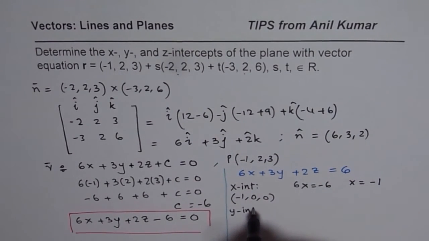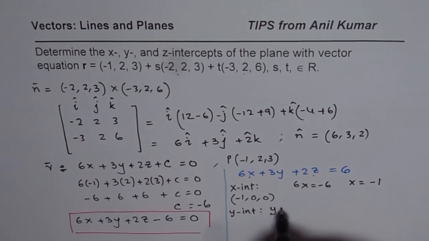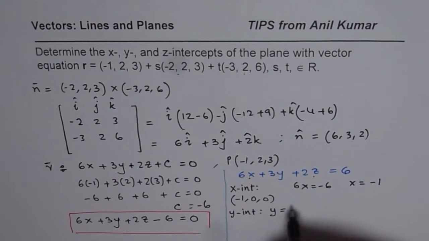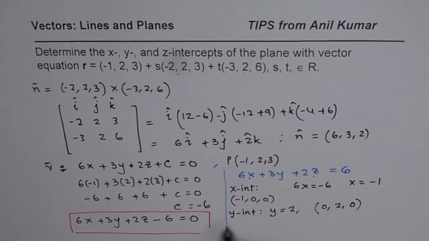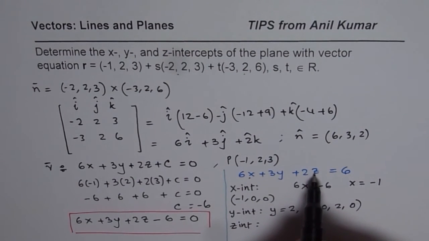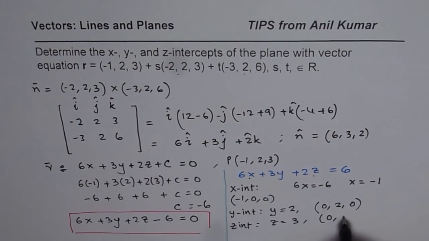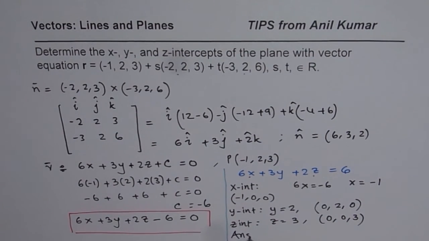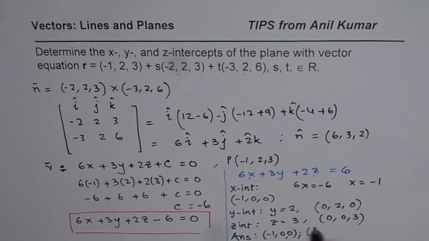As far as the y intercept is concerned, we'll do the same thing. We'll put 0 for x and z. So the y intercept will be at y equals 6 divided by 3, which is 2, and therefore we can write this point as (0, 2, 0). To find the z intercept, we'll put x and y as 0. So z will equal 6 divided by 2, so z equals 3, and the point will be (0, 0, 3). So the x, y, and z intercepts are these, and we can write down our answer. The points are (1, 0, 0), (0, 2, 0), and (0, 0, 3).